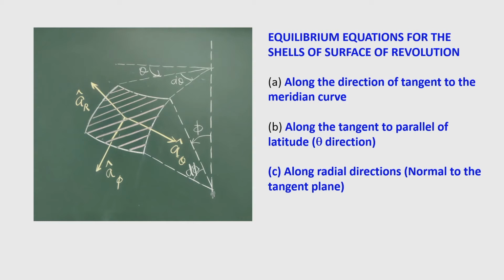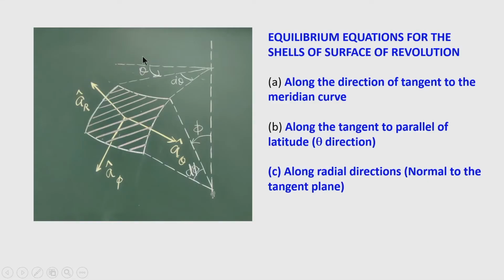So, along the direction of the tangent to the meridian curve. What is the meridian curve? This is the meridian curve, and this tangent direction is known as the phi direction. That is one direction we will take to form an equilibrium equation, which will be formed after summing up all the components along the phi direction. The phi direction is the meridional direction.